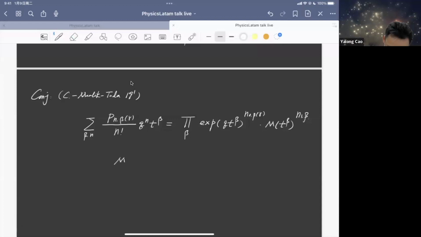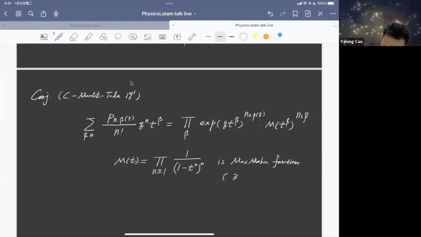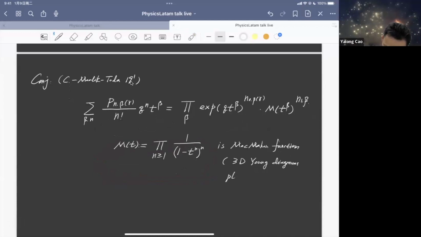Here, this exp is just the exponential function, and M(T) is defined by this infinite product, the product over n of 1 over (1 minus T^n) to the power n, which is called the MacMahon function. Such a thing is the generating series counting the so-called 3D Young diagrams, or equivalently plane partitions.